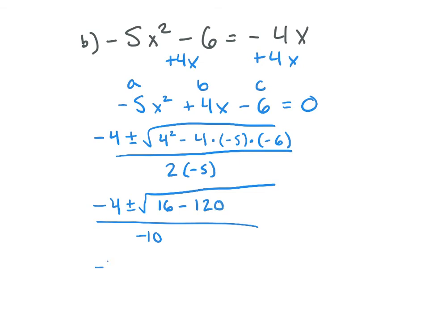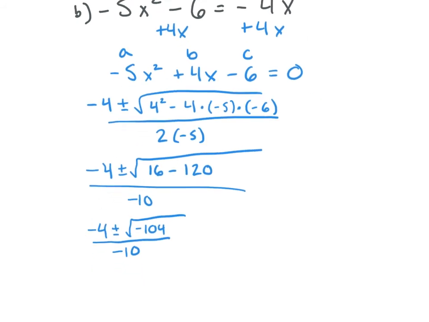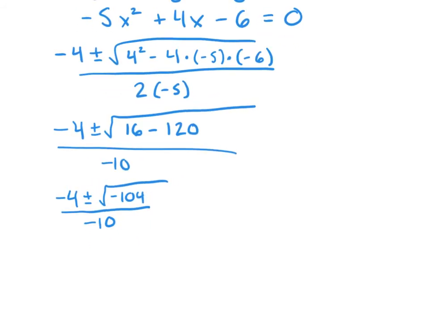What is 16 minus 120? Negative 136. Negative 104. Oh, I think you added them, but we're subtracting. Yeah, I did. Okay, so now we can simplify negative 104. We're going to take our negative out. We know we're going to have an i in our answer.